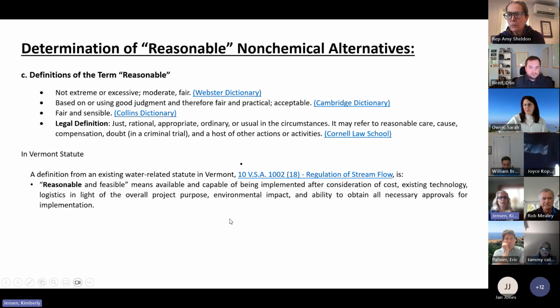So here are some definitions, and an existing definition from the Vermont River standard. Reasonable and feasible, as used, means available and capable of being implemented after consideration of cost, existing technology, logistics in light of the overall project purpose, environmental impact, and ability to obtain all the necessary approvals for implementation. So that's just something to think about.